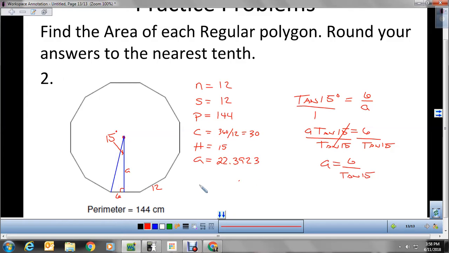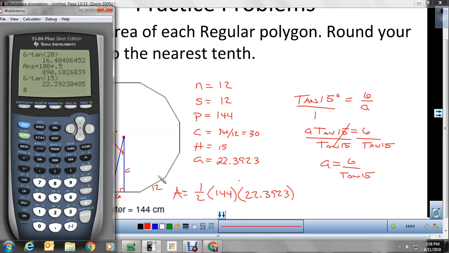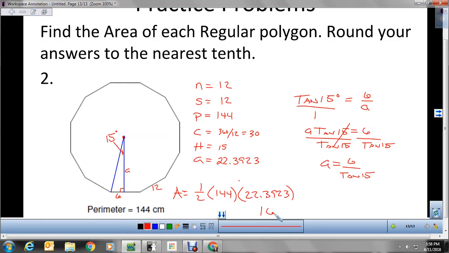So now we have area equal to 1/2 times 144 times 22.3923. So in our calculator, we're going to take this number times 144 times 0.5. That gives us 1,612.2, and this is going to be centimeters squared.